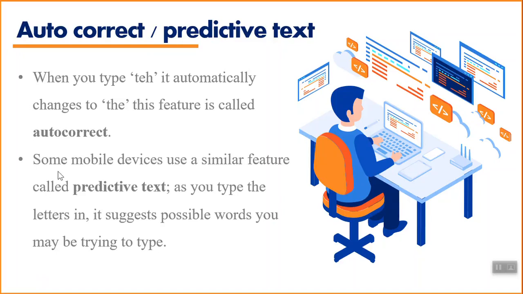Some mobile devices use a similar feature called predictive text. As you type the letters in, it suggests possible words you may be trying to type. Actually, you didn't finish the word.